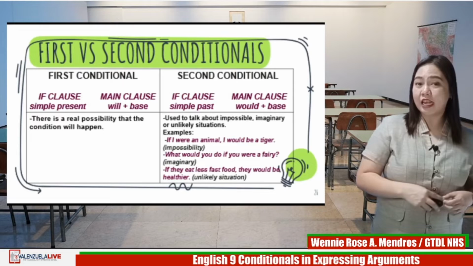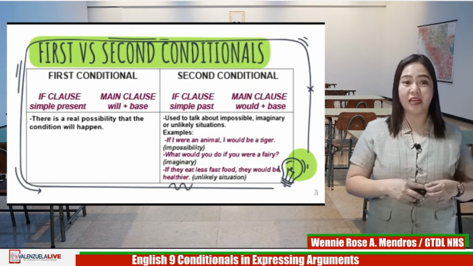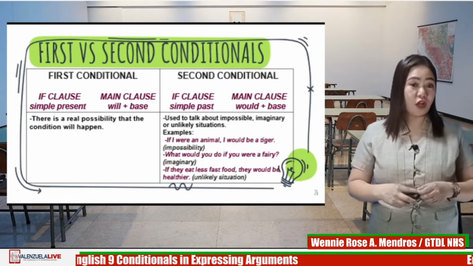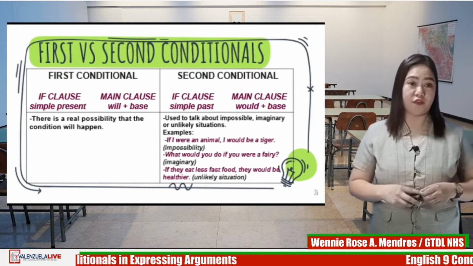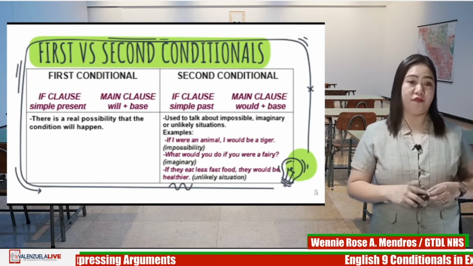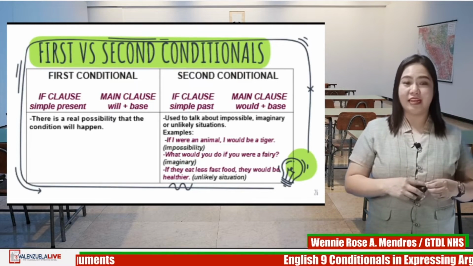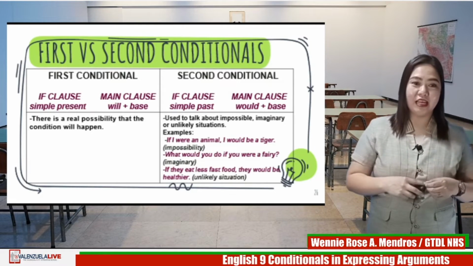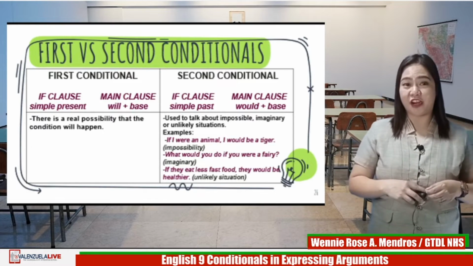In the first conditionals, we use it when there is a real possibility that the condition will happen, and we use simple present tense in the if clause and simple future in the main clause, that's will plus base verb. By the way, when we say base form of the verb, this is the simplest form of the verb without endings, no S, no ing, no D, or no ed.